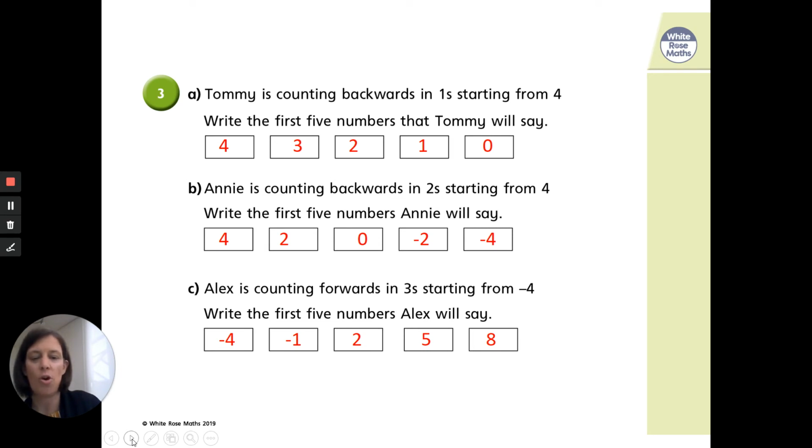Alex is counting forwards in 3s starting from -4. Write the first 5 numbers Alex will say. So he starts at -4, but it's jumping forwards in 3s, so then it would be -1, 2, 5 and 8.